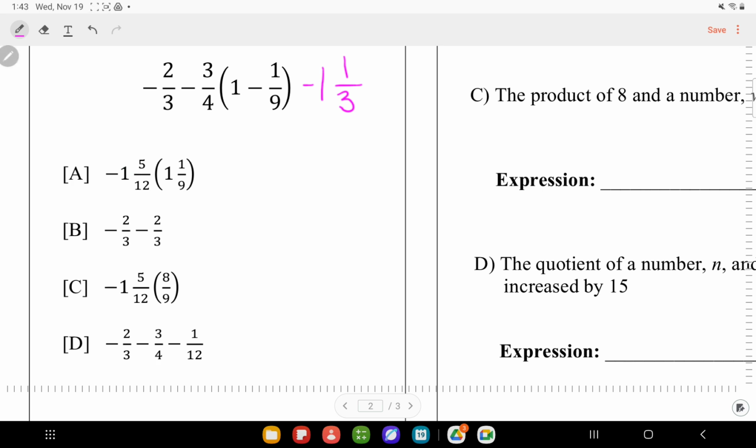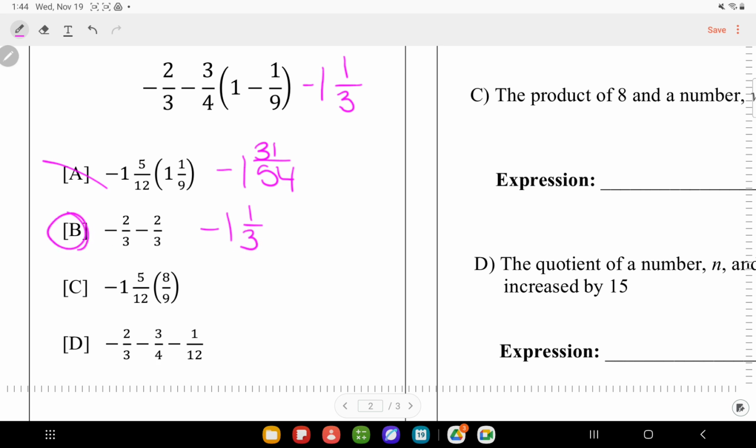Negative 1 ABC 5 ABC 12. Remember, that's just the ABC button to show a gap in the calculator. Parentheses 1 ABC 1 ABC 9. Close that parenthesis and hit enter. This one gets me negative 1 31/54. Is that the same? No. Next, negative 2 ABC 3 minus 2 ABC 3. That gets us negative 1 1/3.